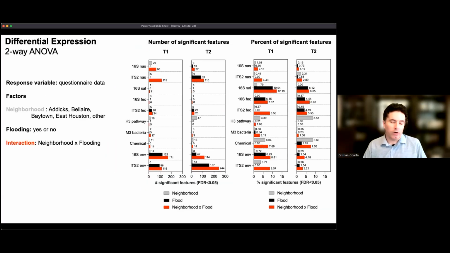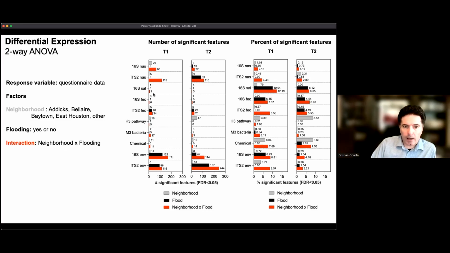All right. So after alpha diversity, again going from simple to complex, the next metric was basic differential expression. For this one, we used the two-way ANOVA, and we looked at two factors: neighborhood. Again, we have four neighborhoods: Addicks, Bel Air, Baytown, East Houston, and others. And flooding, yes or no. And we looked at also the interaction between those two.